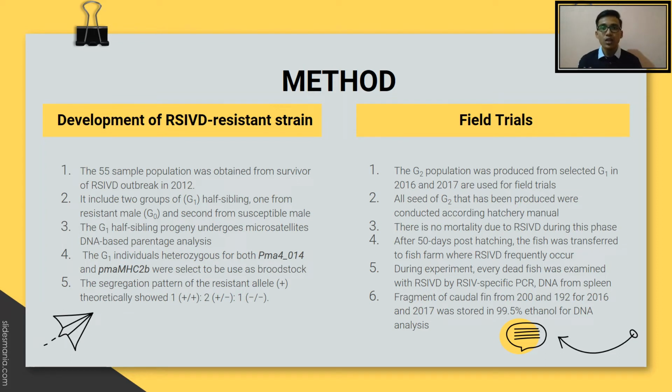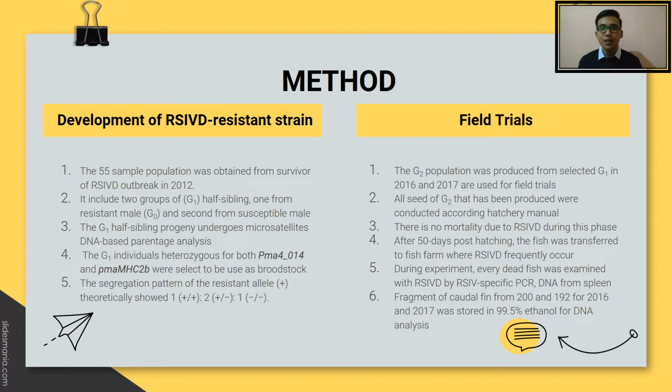The G1 individuals heterozygous for both PMA4_014 and PMA-MHC2B were selected to be used as broodstock. The segregation pattern of the resistant allele with a positive theoretically showed the ratio of 1:1.